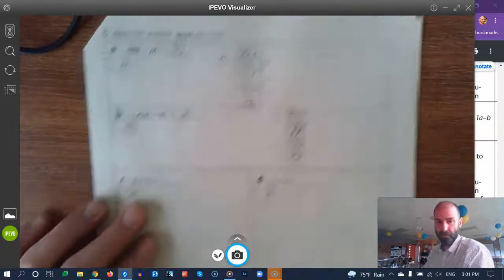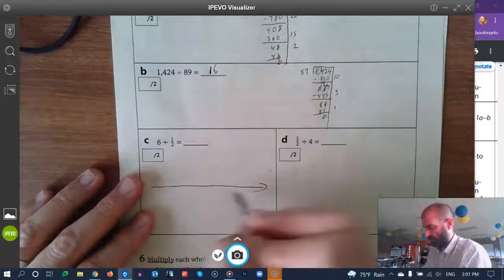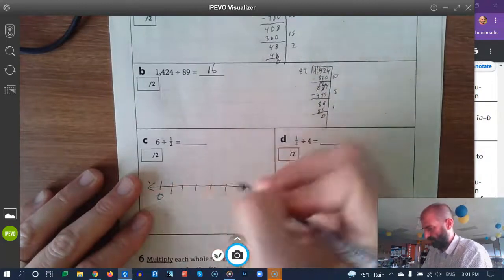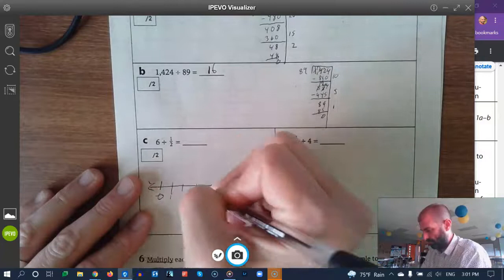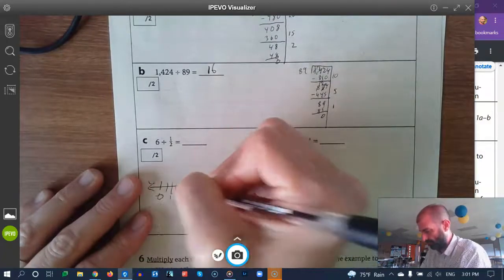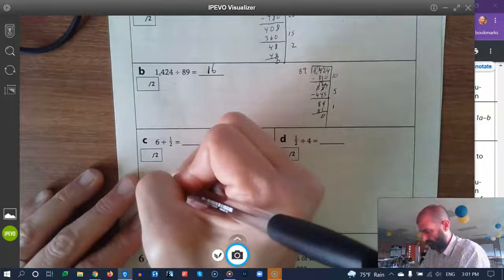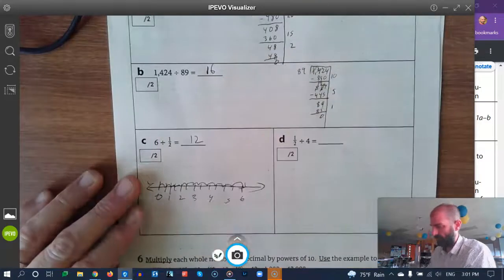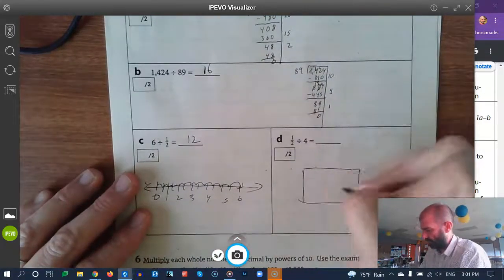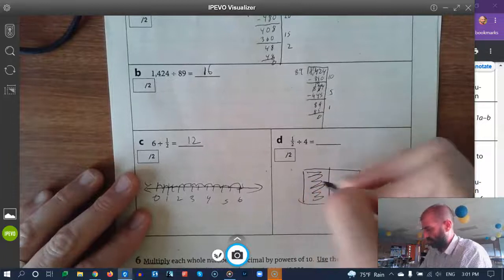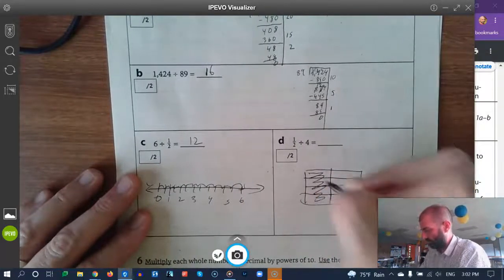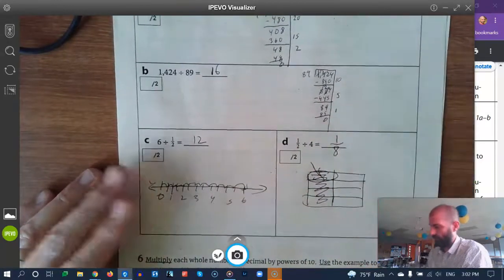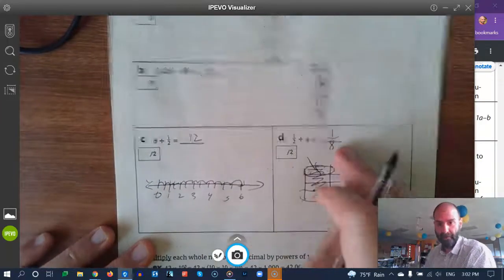So again, all of these is showing work. So if I could say this is 0, this is 6, 1, 2, 3, 4, 5, and then I split each one in half. How many halves are there? 1, 2, 3, 4, 5, 6, 7, 8, 9, 10, 11, 12. There are 12 halves in 6. And then I have a half. I'm going to split that into fourths. So that would be 1/8. Again, work and answer.